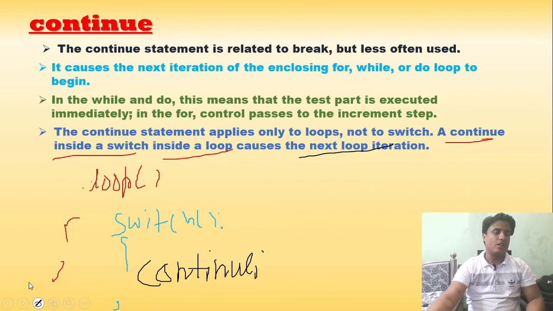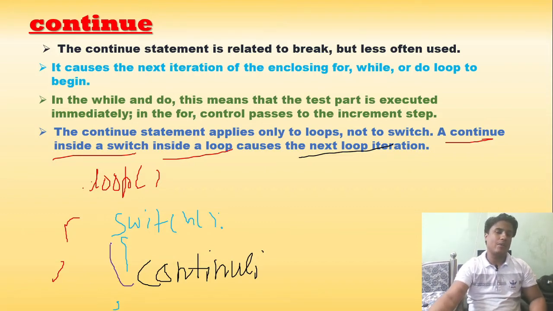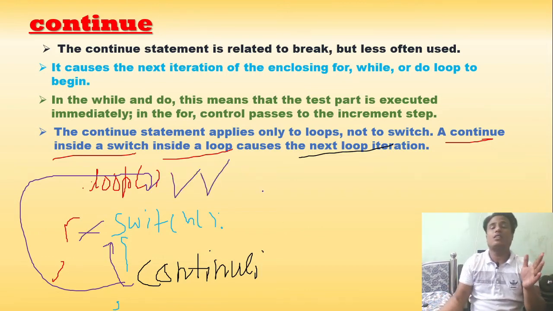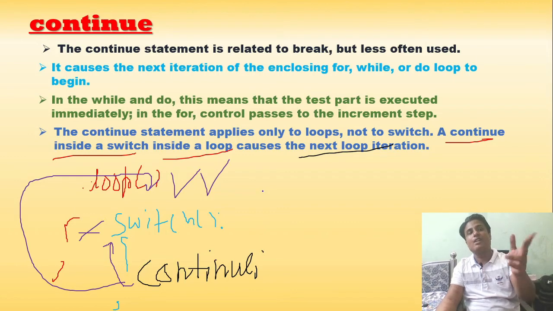Earlier, the break was used to come out of the outer block, which I have explained. But in this case, it will come directly to the updation part here. By using a continue statement inside a switch, which is again inside a loop, it will just take you to the updation part of the loop. If you use a while loop, then condition checking, and if you use a for loop, then it will go to the updation part. Hope it is clear to you.